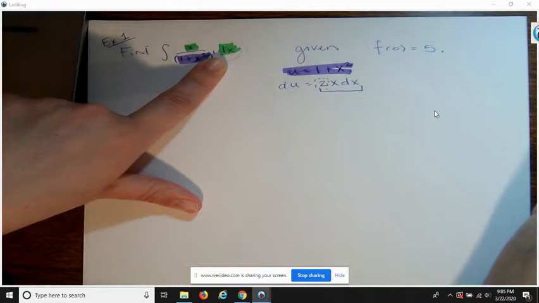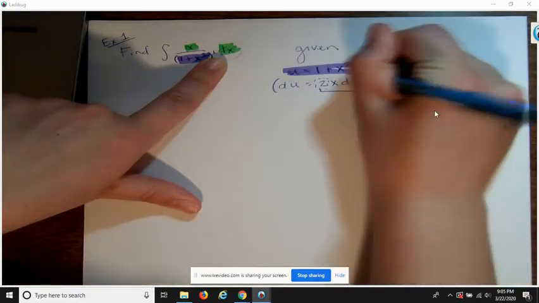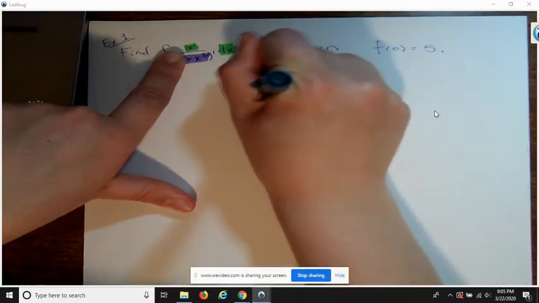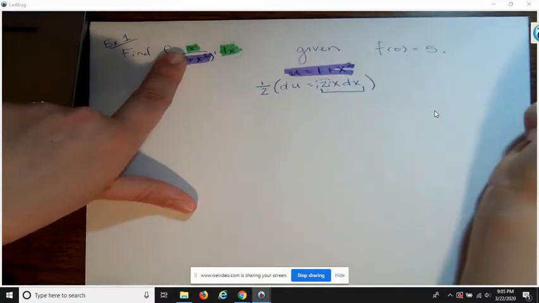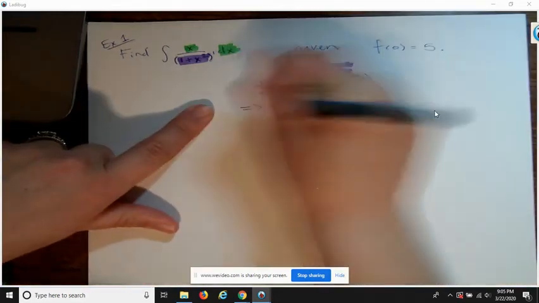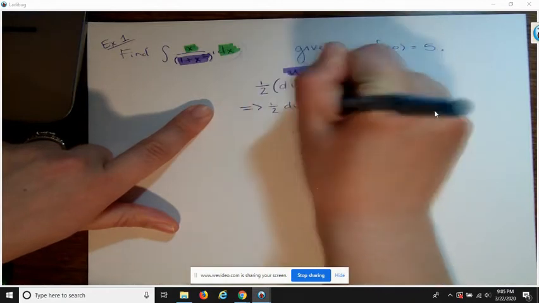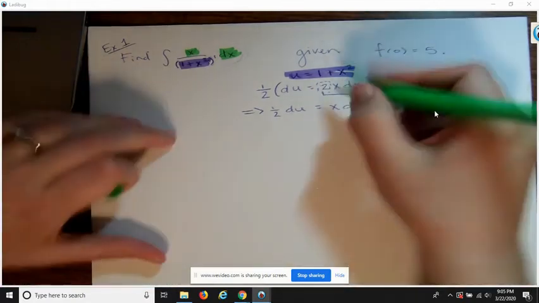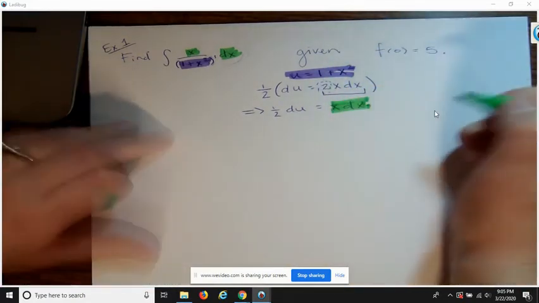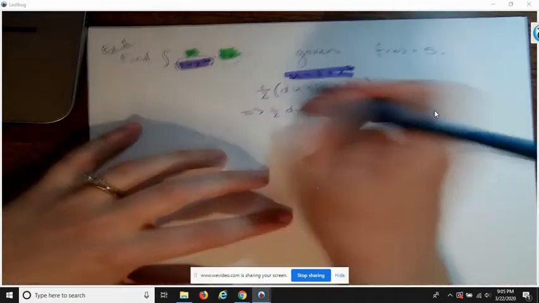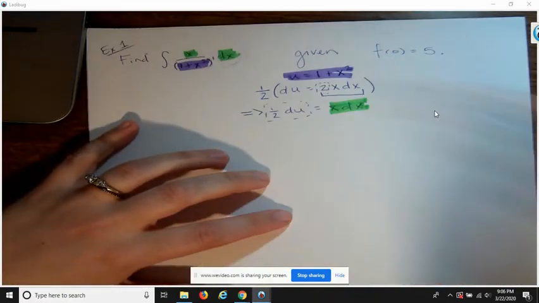That's the goal, to get rid of the 2 and change it into a 1, because that's the coefficient of this x. We have to multiply by 1/2 on both sides of the equation. That's why I put parentheses around the entire equation. This means that 1/2 du is going to be equal to x dx. Now, this x dx exactly matches the green that I had left over in my integral. So now I know that this can entirely replace my green stuff.